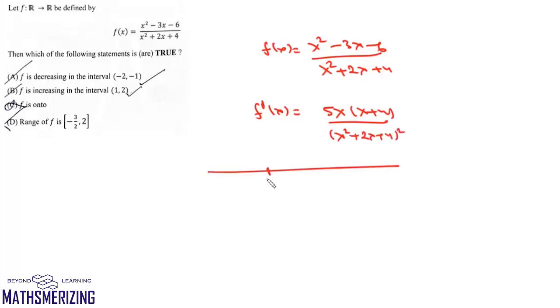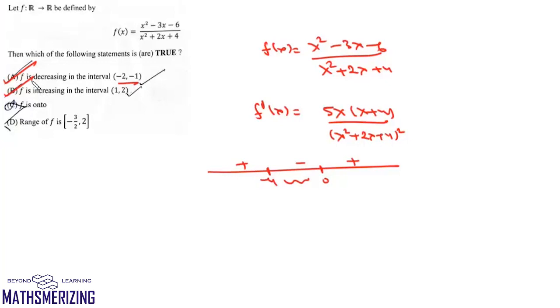So it has two critical points, −4 and 0. So the sign is plus, minus, plus. Now when x lies between −2 and −1, this function is a decreasing function. So this option A is correct. And when x is greater than 0, it is an increasing function. So this option B is also correct.